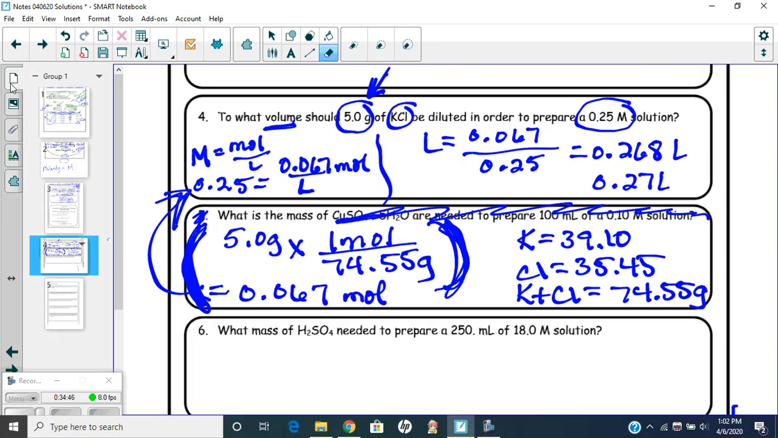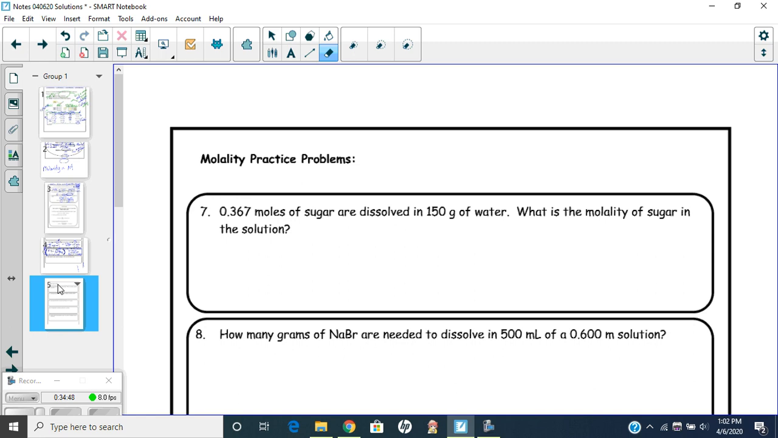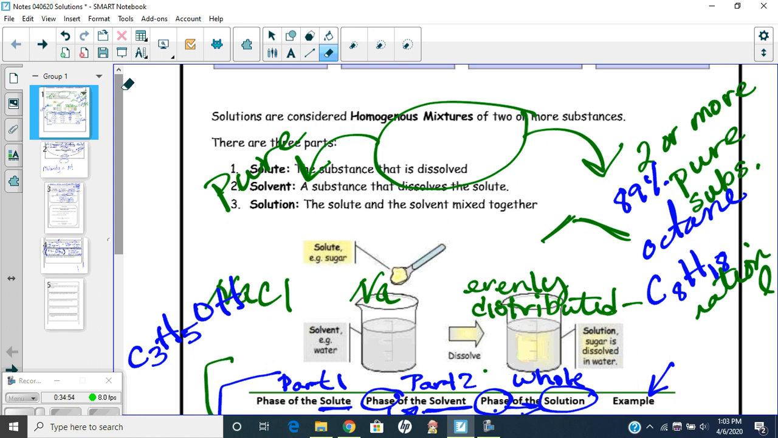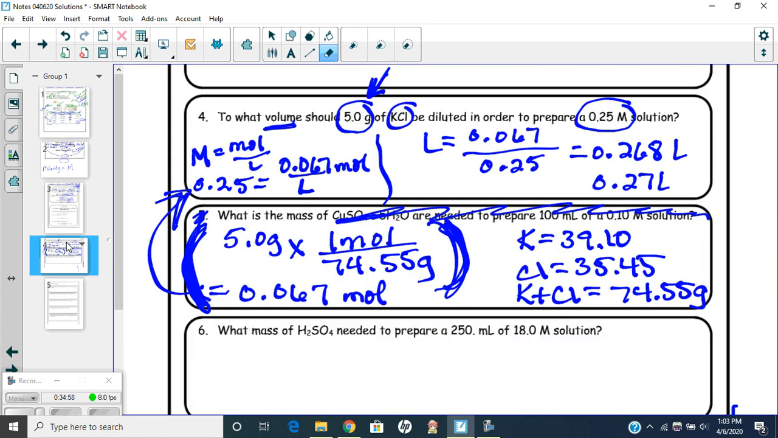This next worksheet is molality. We're not going to do that. All I care about at this point is molarity. If you have questions, please put them on Schoology, where we have that kind of update, because if you have a question, there's probably 20 other kids that have the same question.